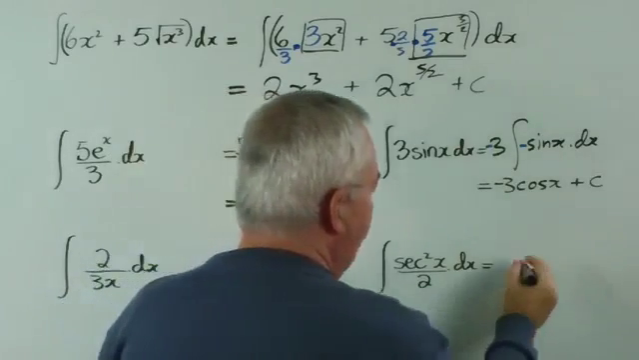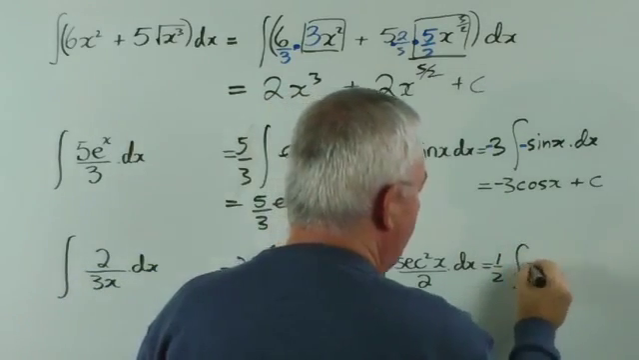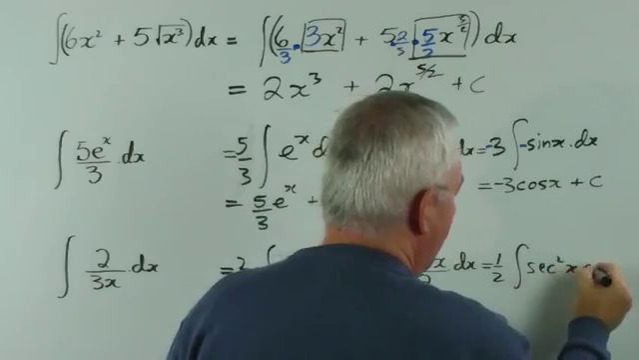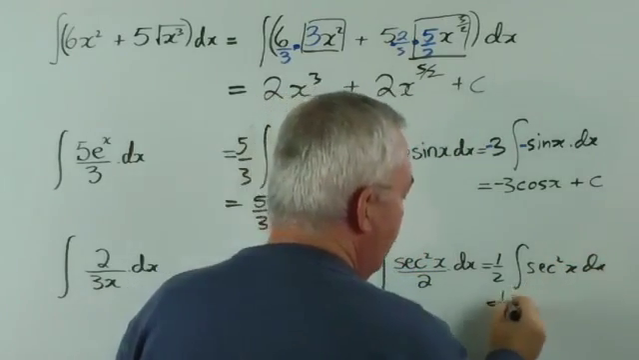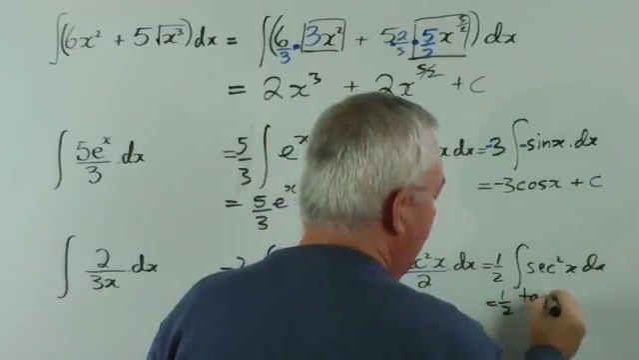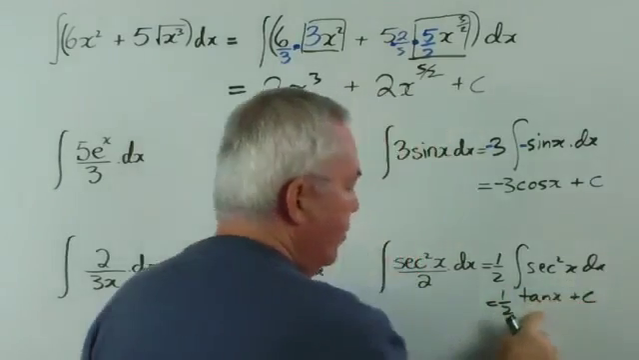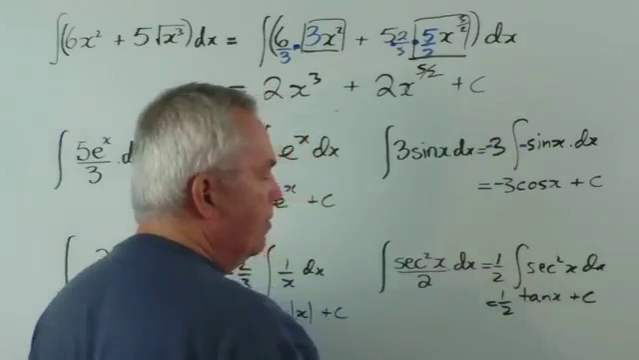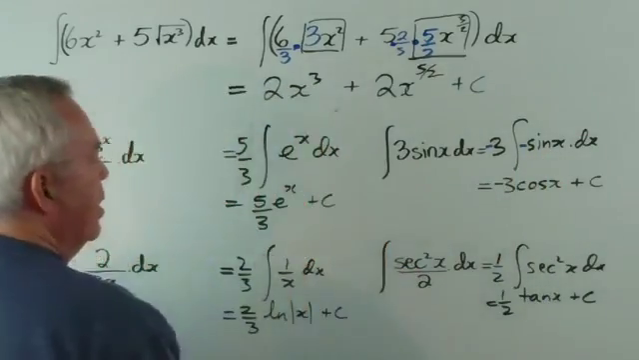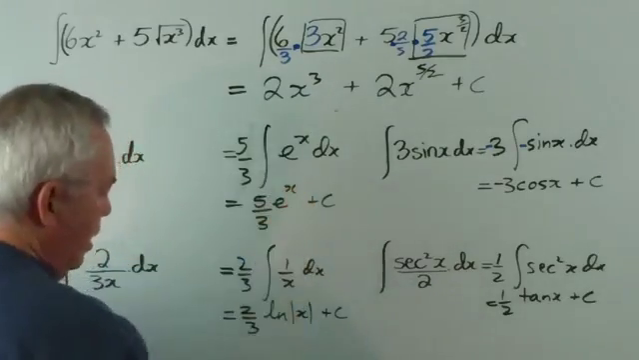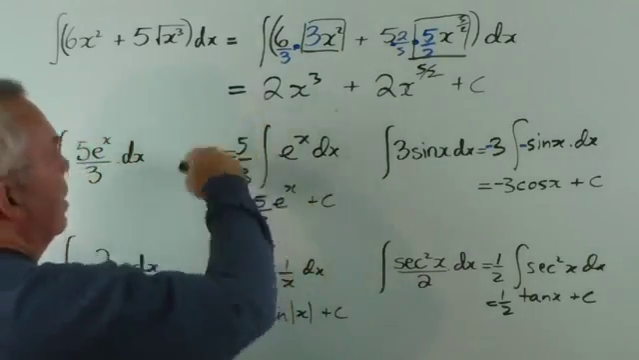And this one here, we'd move the half out the front. The integral of sec squared is a pure integral, tan x, because the derivative of tan x is sec squared x. The derivative of cosine is minus sine, or negative sine x. Derivative of e to the x is e to the x. Derivative of log x is 1 on x, etc.